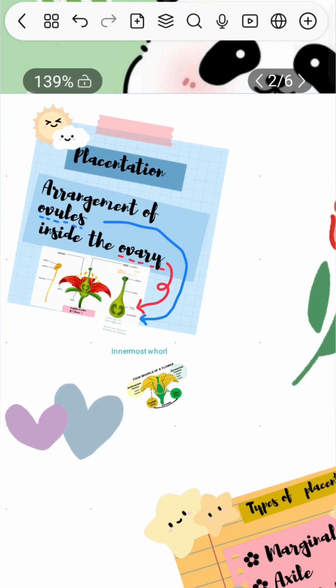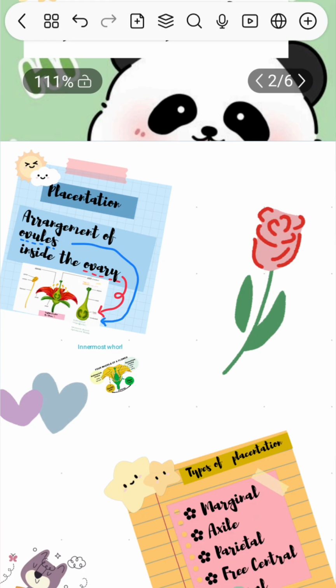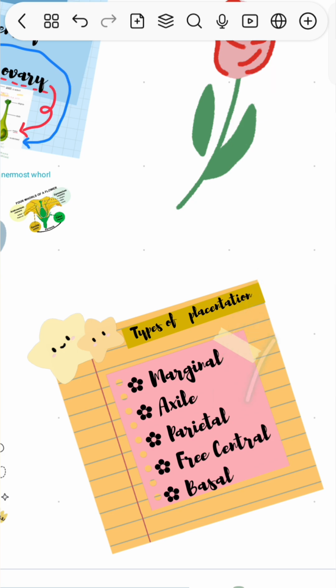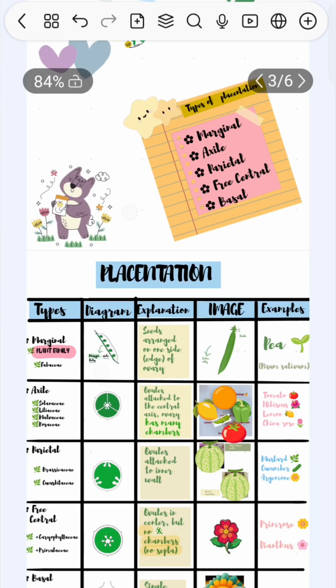If I cut any fruit or vegetable, you can see the seeds inside are not all arranged in the same manner. No, right? They are arranged in different manners. So we have different types of placentation: marginal, axile, parietal, free central, basal. Let's see them one by one.